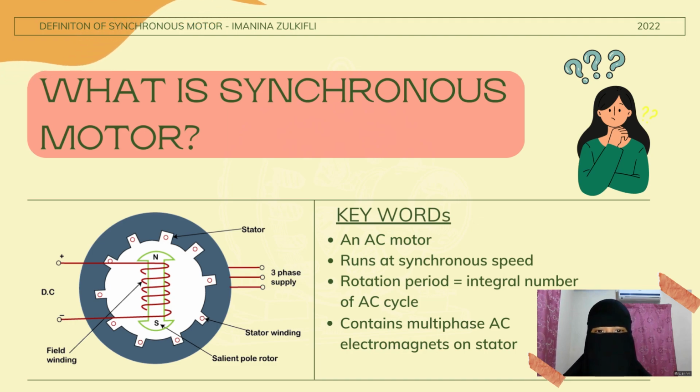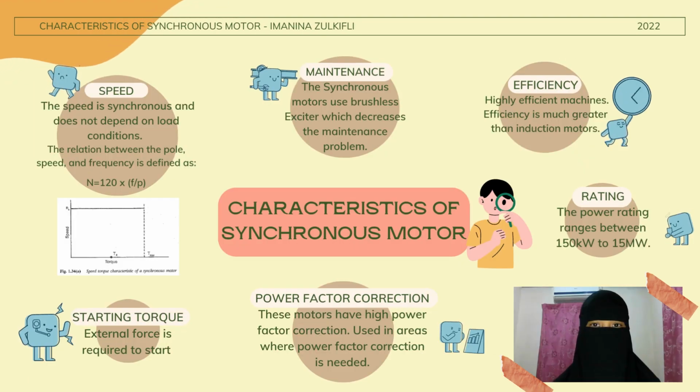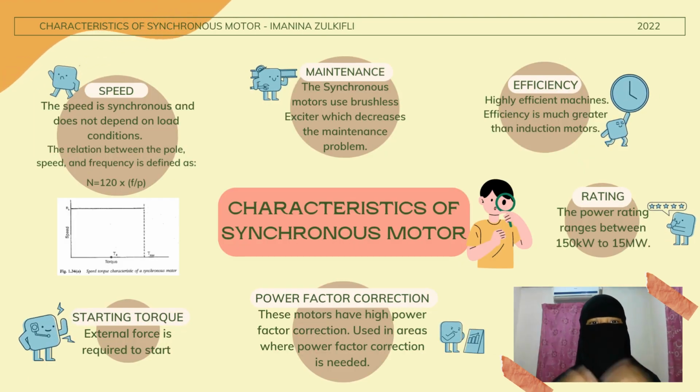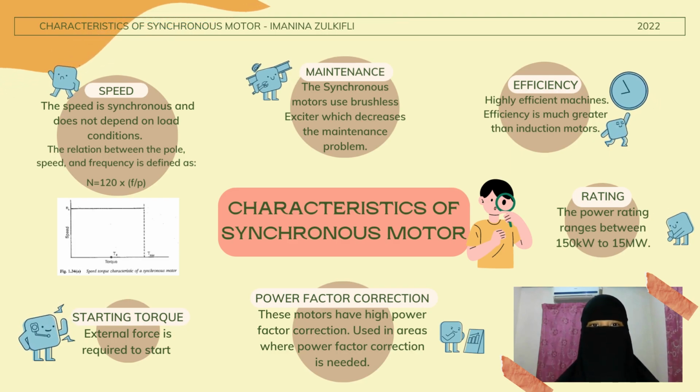These motors contain multi-phase AC electromagnets on the stator, creating a magnetic field that rotates in time with the oscillation of the line current. And these are all the keywords to remember the definition of synchronous motors. Let's move to the characteristics of the synchronous motor.